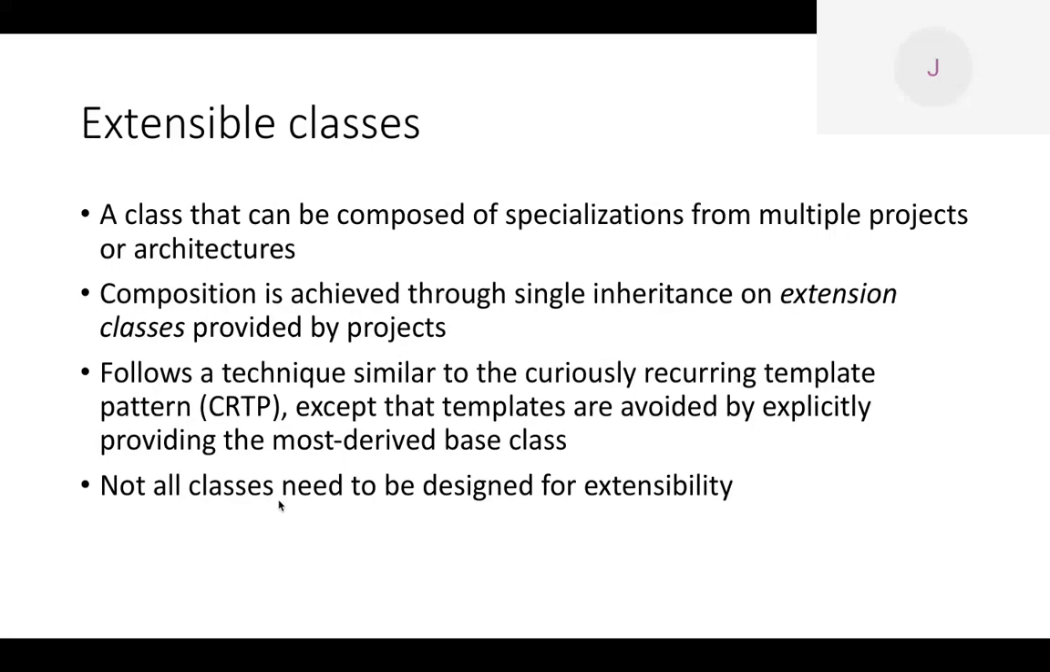The composition is achieved through single inheritance, and it's extending these things, like I just mentioned, called extension classes that each project must provide. And if you're familiar with CRTP, the curiously recurring template pattern, which is a way of doing static polymorphism in C++, you'll notice that it's a very similar technique to that.